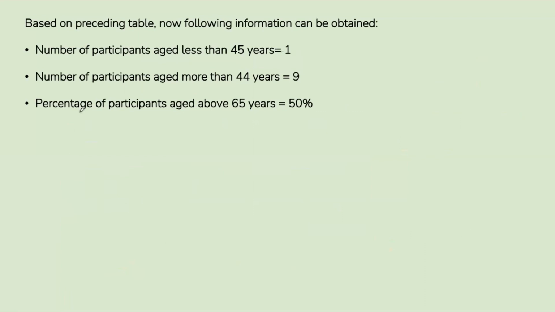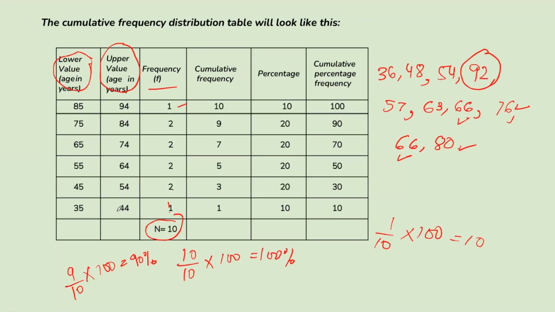Okay. Now, the number of participants who are aged more than 44 years. More than 44 years means these age groups. So again, you have to add for all these age groups. So it will be 2 plus 2 plus 2 plus 2 plus 1. So how much will it be? 2 plus 2, 4 plus 2, 6 plus 2, 8 plus 1, 9. So this will be 9.